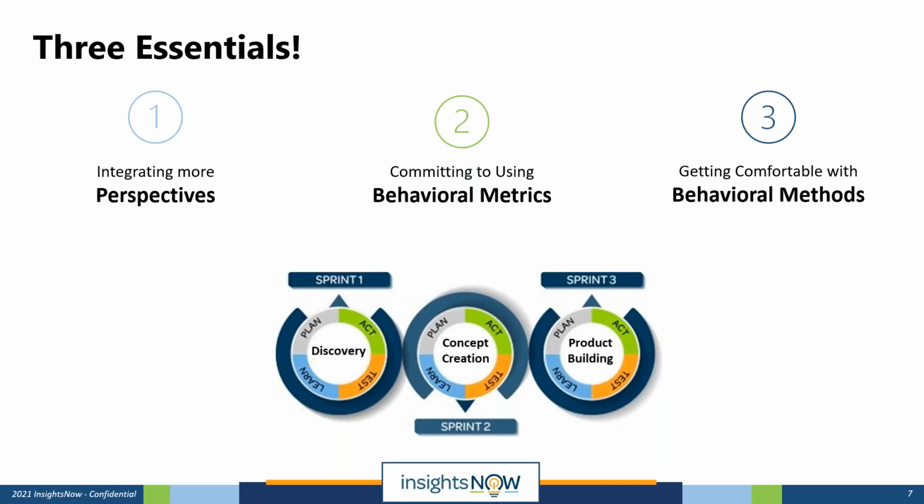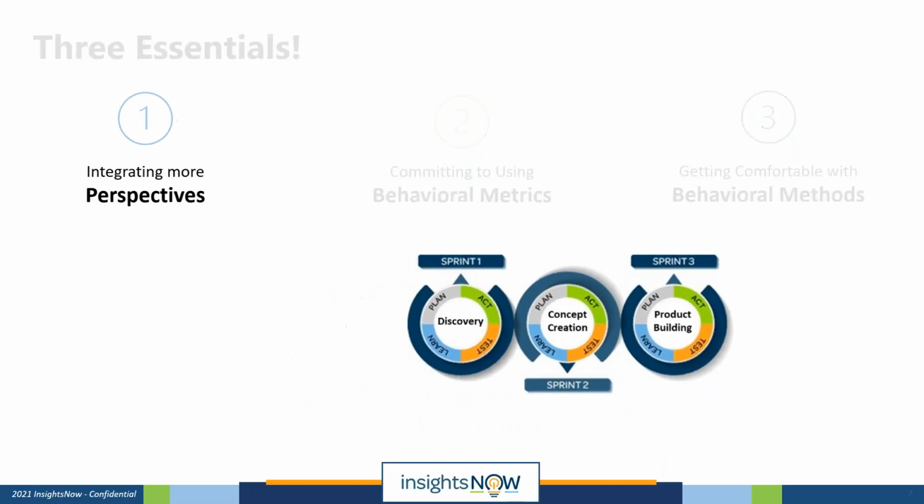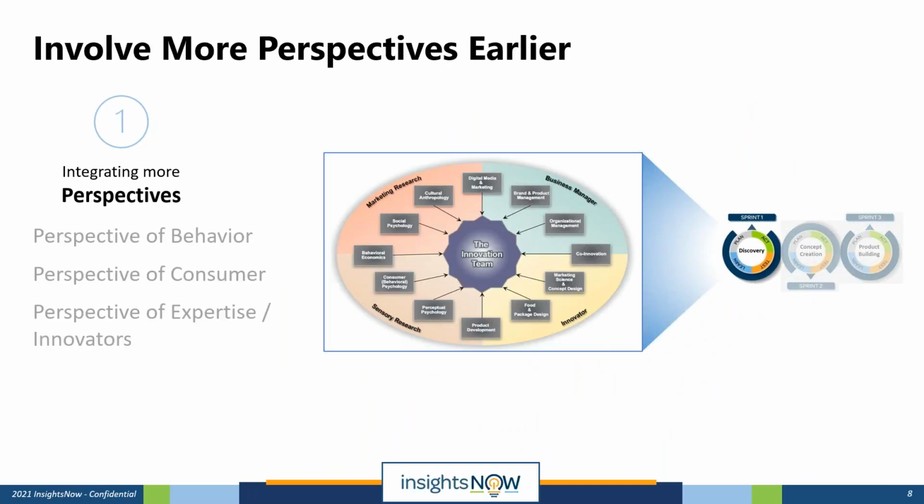We're going to use a quick agile discovery, concept creation, product building, sprint series as a framework, so we can just talk through how these things look. So let's start at the beginning, integrating more perspectives earlier. First and foremost, it's about integrating the perspective of behavior and consumer.